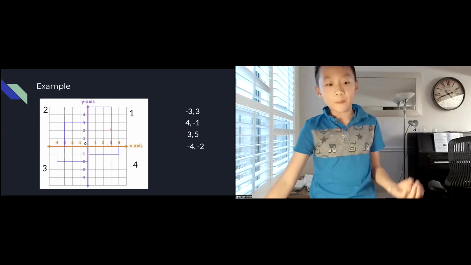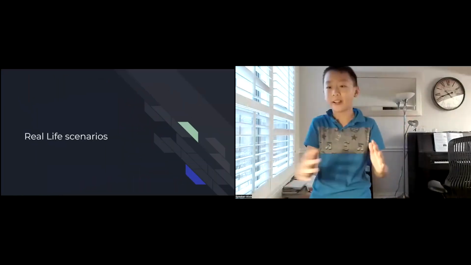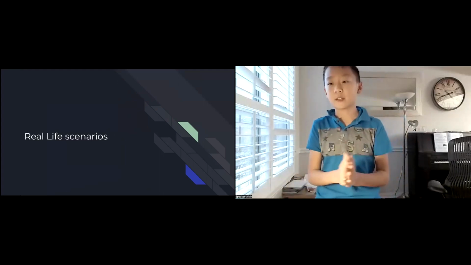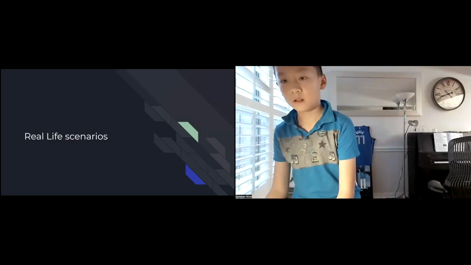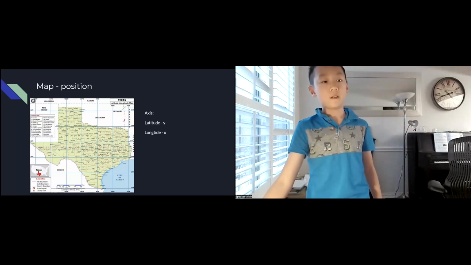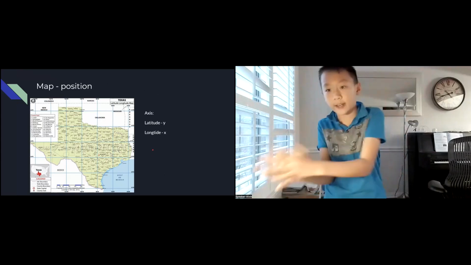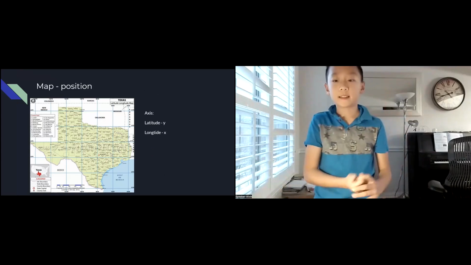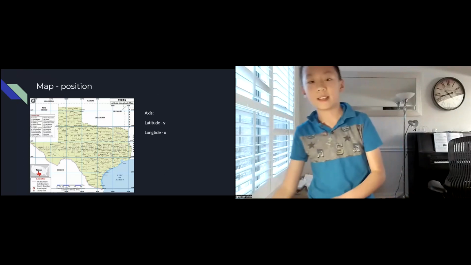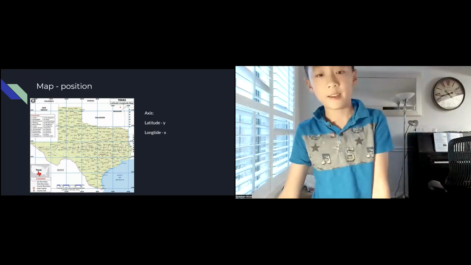Now that we've done some examples, you might think, what's the point of actually knowing this? There's actually no point, but we know it. Well, here's some real life scenarios that you could use. So first, we have the map and the position. For the map and position, there's not really a y and x-axis, so instead there's latitude and longitude. Y is the latitude in the Texas map, and x is the longitude.